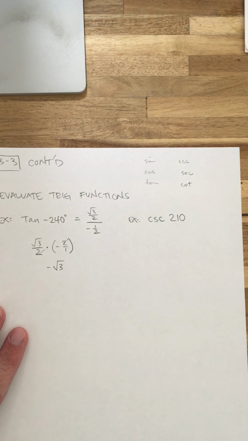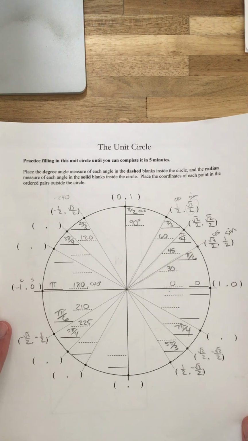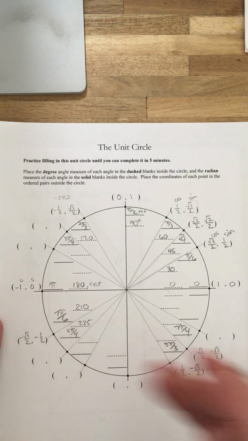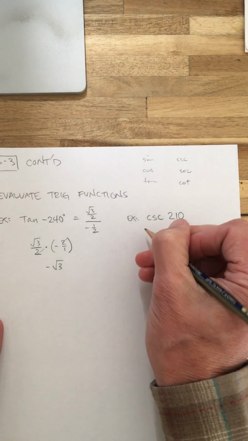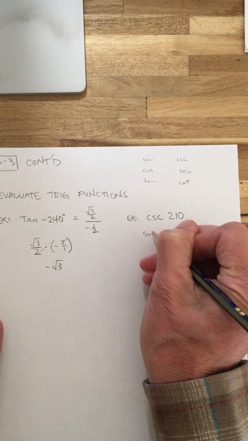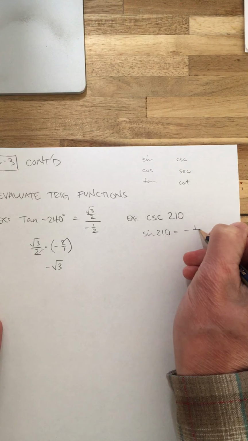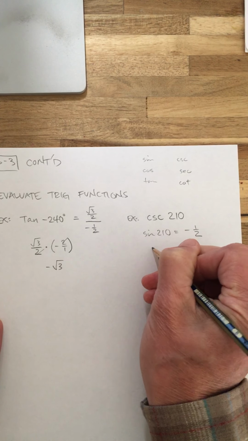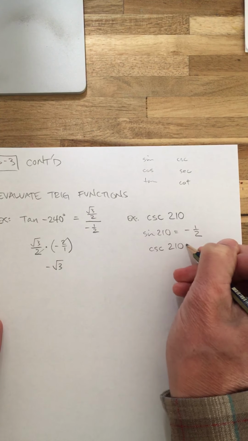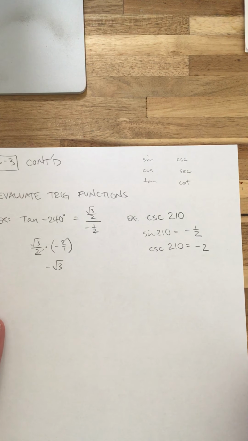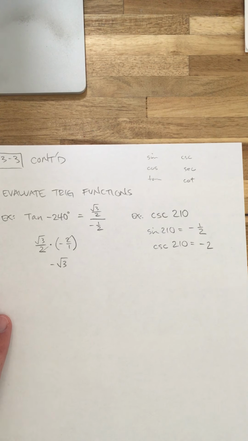So the cosecant of 210, let's go back to 210, that's right here. Okay, so the sine is -1/2. So you can say sine of 210 equals -1/2, so the cosecant of 210 equals, do the reciprocal, that's -2, okay? And then we're done. And keep in mind that was in quadrant 3, okay?